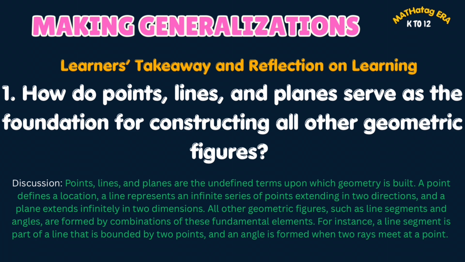For example, a line segment forms from 2 points connected on a line. A ray begins at a point and extends infinitely in one direction. An angle is formed by 2 rays that meet at a point, the common endpoint called the vertex. Without points, lines, and planes, other geometric figures cannot exist. Learners, why are points, lines, and planes considered the foundation of geometry? Because they are the basic elements from which all geometric figures are constructed.